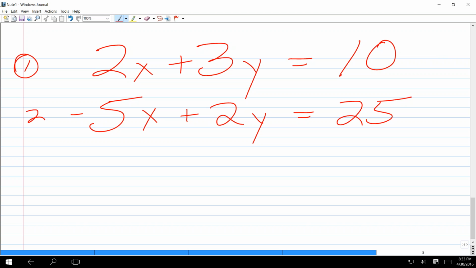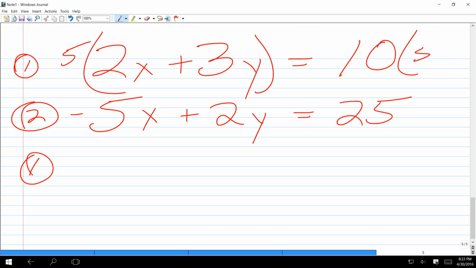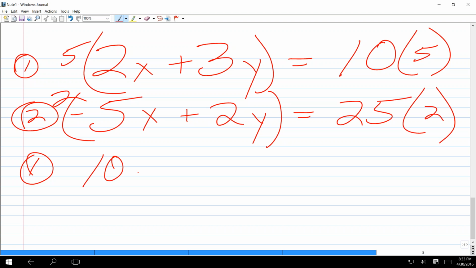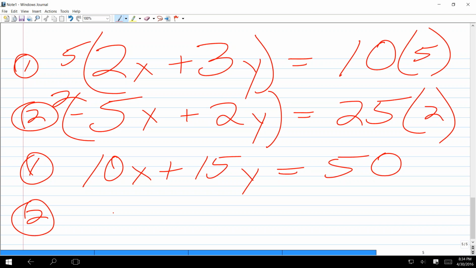Well, what can I do? I could multiply the top equation by 5 and the bottom equation by 2. What happens if I do that? I multiply the top equation by 5, and I multiply the bottom equation by 2. Remember, I can do anything I want as long as I do it to both sides. Well, now equation number 1 reads like this: 10x plus 15y equals 50. And the new equation number 2 reads minus 10x plus 4y equals 50.